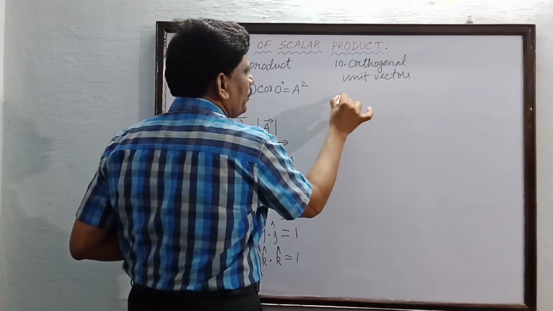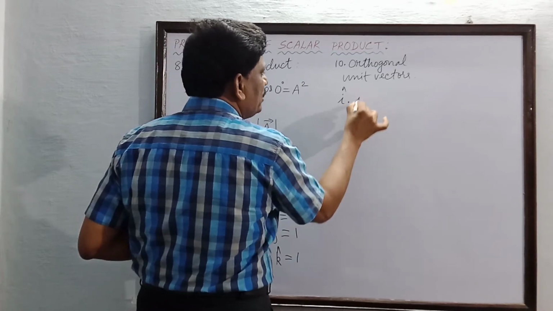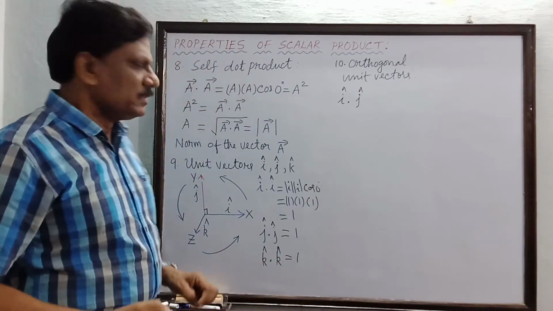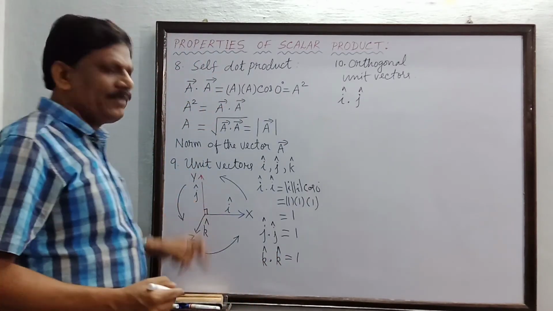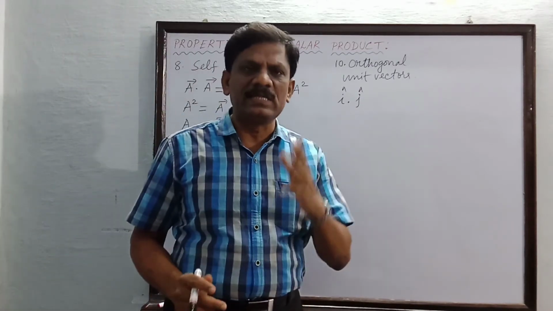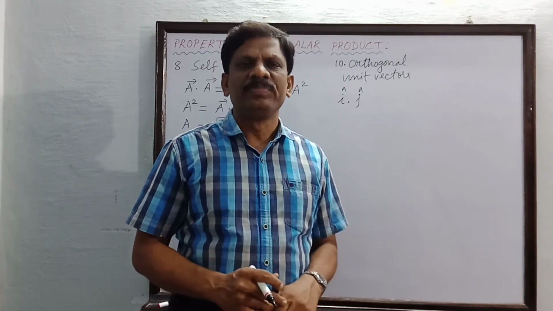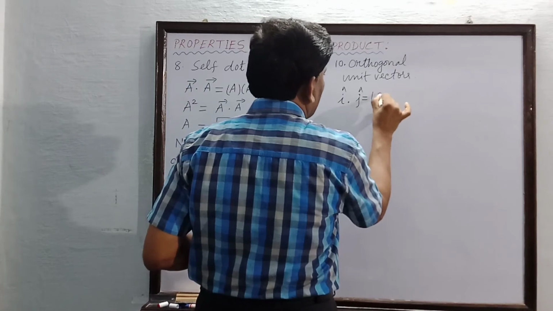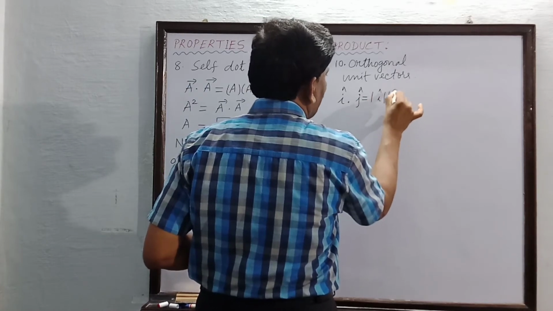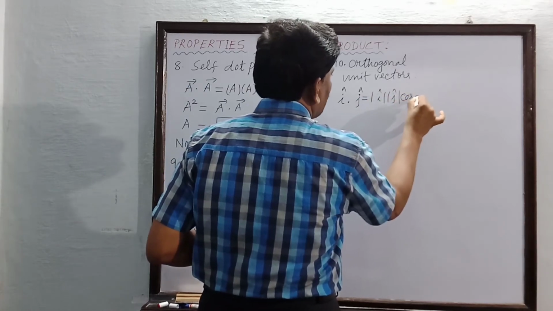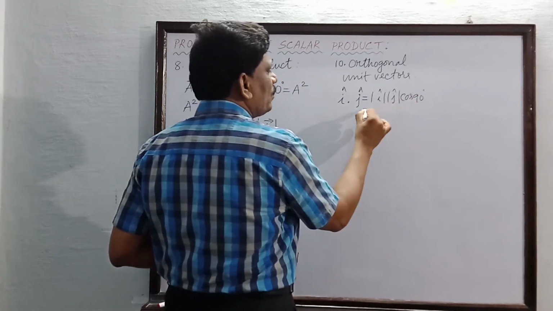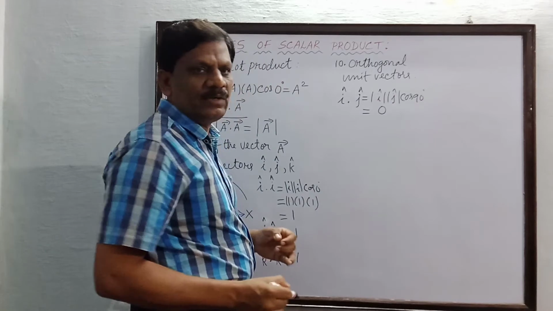So, for orthogonal unit vectors, you take the dot product i dot j. What is i dot j? This i cap and j cap are perpendicular to each other. So, what is the angle between i and j now? It is 90. So, this is equal to modulus of i cap into modulus of j cap into cos 90. Cos 90 is 0. So, 1 into 1 into 0. Therefore, this is equal to 0.